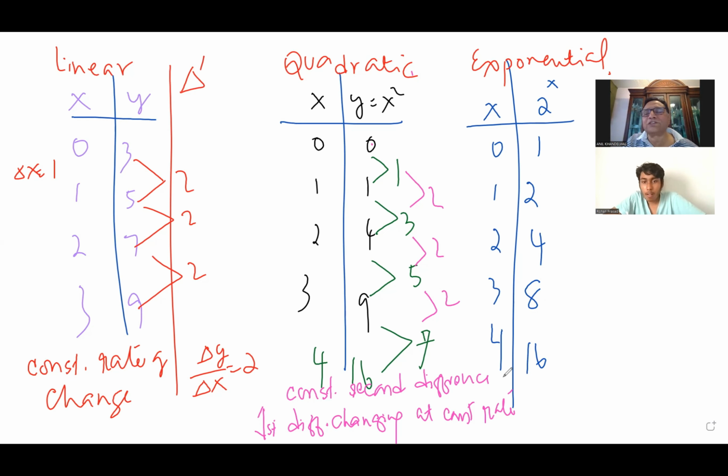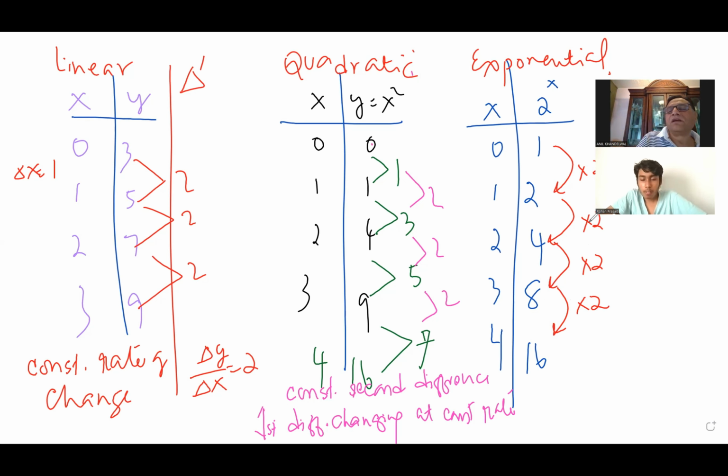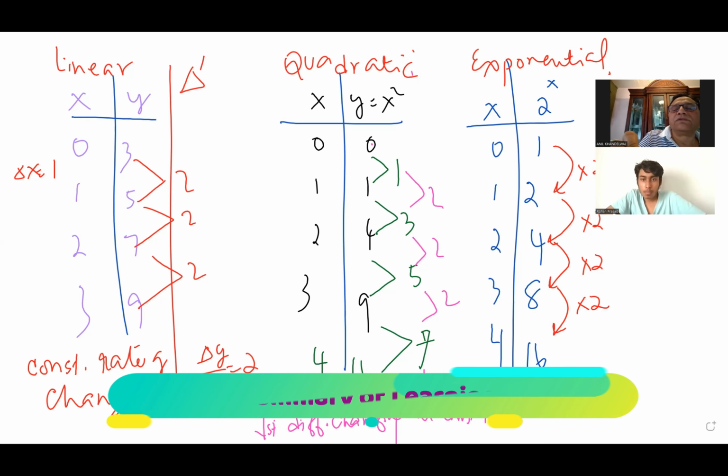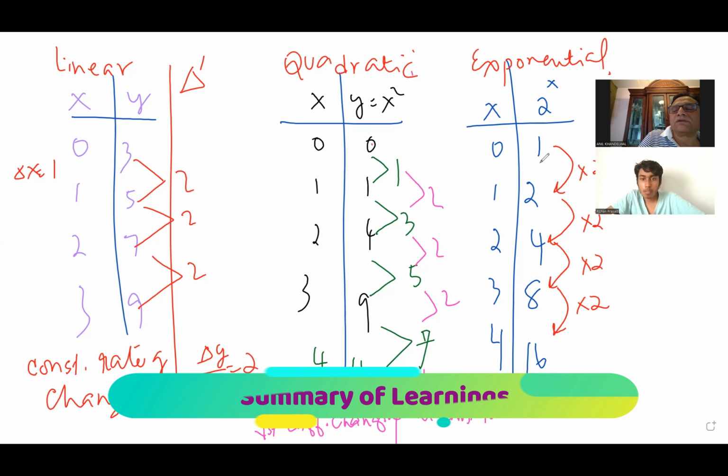Clearly, the first difference is not constant, and even the second difference is not constant, correct? Yes, sir. But what do you notice? Every difference is times 2. Every number is times 2 the previous number, correct? Yeah. If I take the first difference, let me write down the difference also to be very clear. 2 minus 1 is 1. 4 minus 2 is 2. Then this is 4. And this is 8. Correct? Do you see that? Yeah. The difference is multiplied by 2.